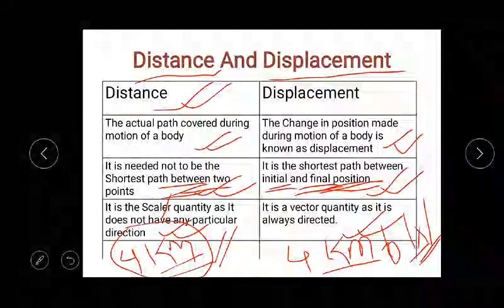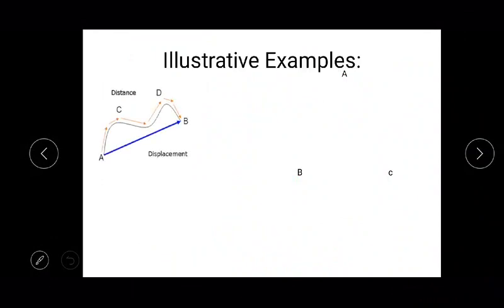Now let us understand this with a diagram. Here we have an object moving from A in the path from C to D to B. So it is taking this path. When it is taking this path, what is happening?